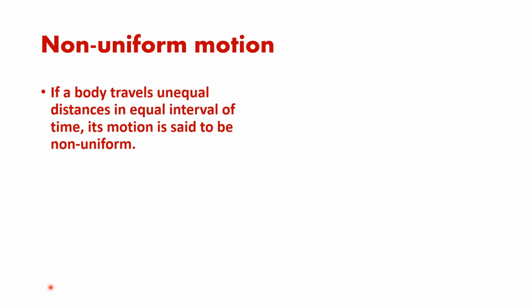So we'll just see the definition of non-uniform motion. What is the definition? If a body travels unequal distances in equal intervals of time. So that means after every second it goes unequal distances.